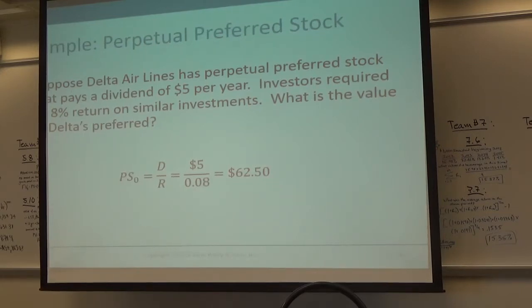Investors require an 8% return on similar investments. Try and figure out the value of Delta's preferred. So you set up the equation, D over R. You're given the dividend, which is $5 per year, and the 8% return is below, and then you're going to get a preferred stock value of $62.50.